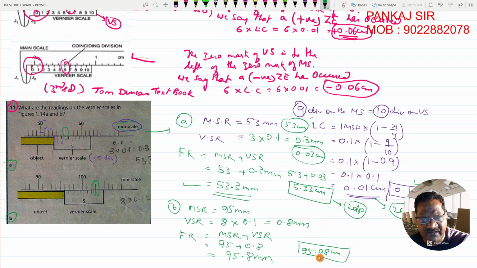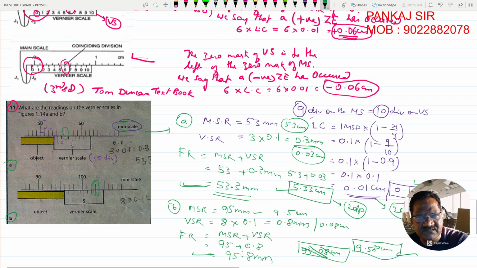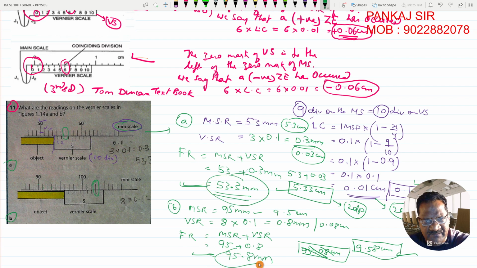Whether you give your answer in centimeter, oh, this should be 9.58. Sorry, because this will become 9.5 centimeter. This will become 0.08 centimeter, and when you add this you will get 9.58 centimeter. So either your reading should be in centimeters, these are their answers, or in millimeters, these are your answers. In the Tom Duncan book, I have seen the answers to both these questions A and B are given in millimeter as 53.3 and 95.8 millimeter.